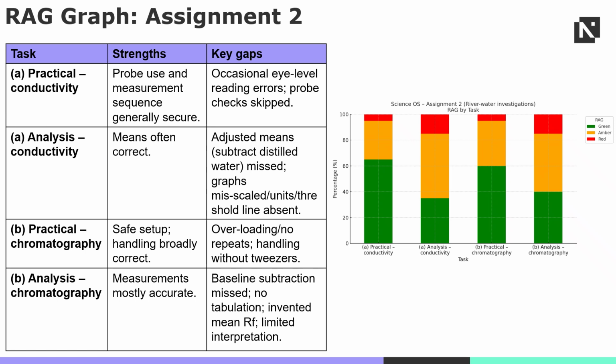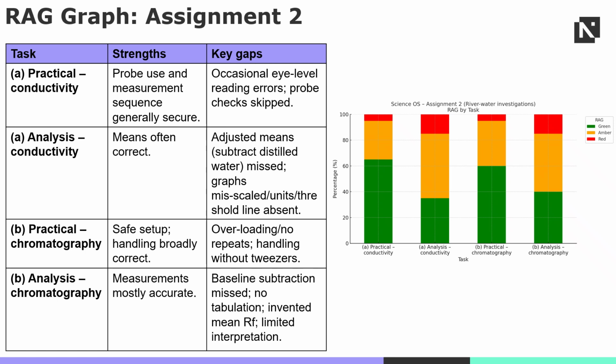So for part A, conductivity, practical techniques were generally secure: meter setup, sequence of sites and recording. Where marks slipped: probe checks, rinsing, removing air bubbles and eye level meniscus reading in the measuring cylinder. One line to push to band 4 would be narrate checks, so probe rinsed in distilled water, reading stabilised while they work.